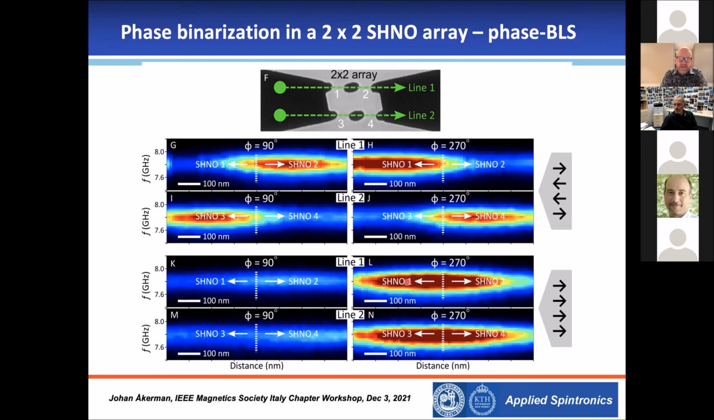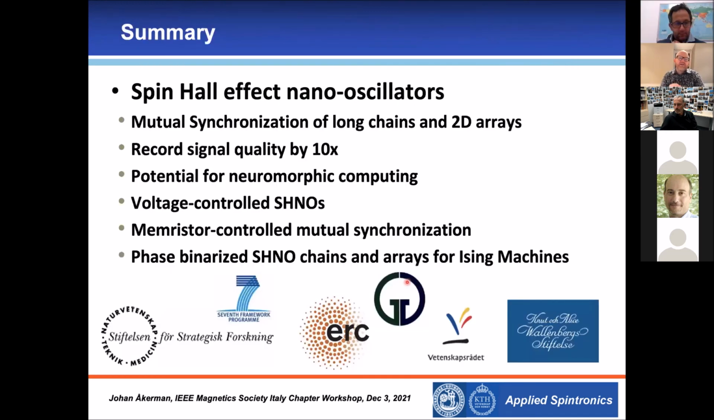So with that, I thank you. And I hope I have shown to you that we can get memristor control of this mutual synchronization, and that we have taken the first steps towards possible spin-Hall nano-oscillator Ising machines.